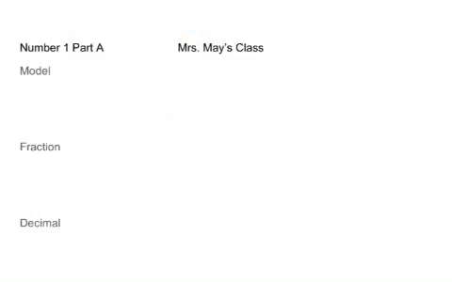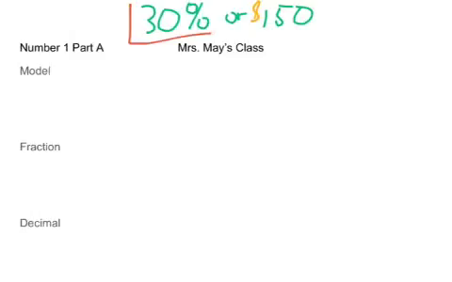Okay, let's move on to Mrs. May's class. Now this one was a little bit different. What it stated in number 1 was that Mrs. May's class already has 30%, or $150, of their goal. But it doesn't tell us exactly what their goal is. So again, we have to create a model, a fraction, and a decimal for 30%.